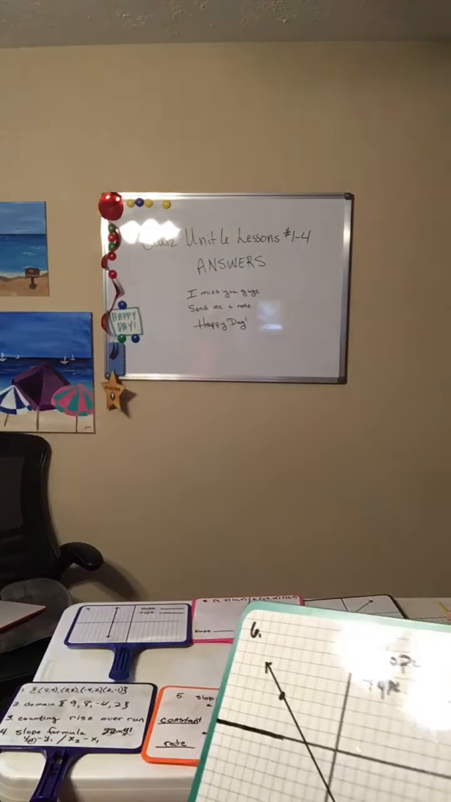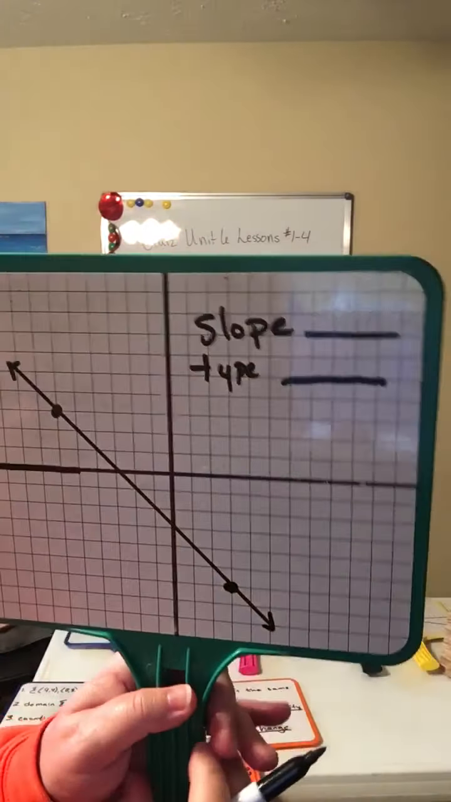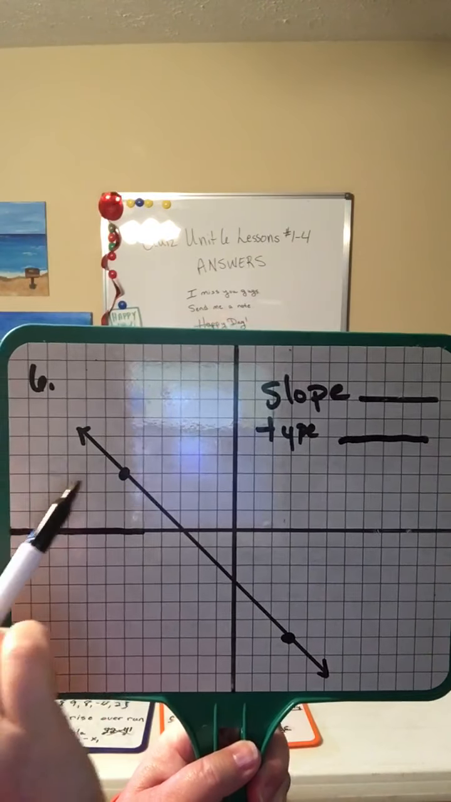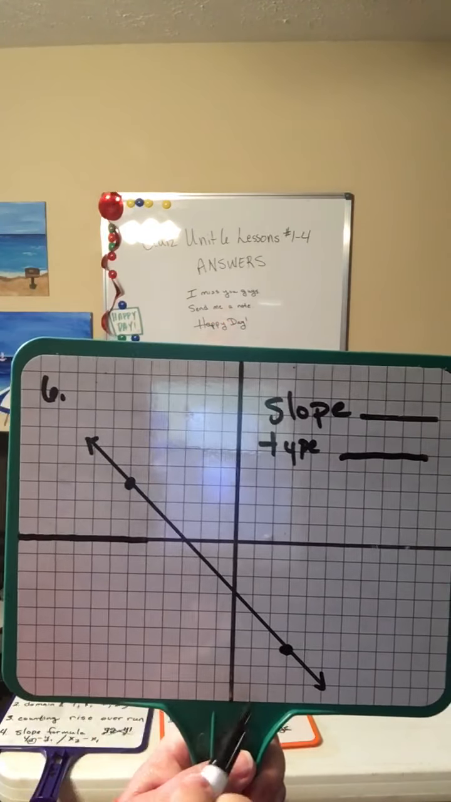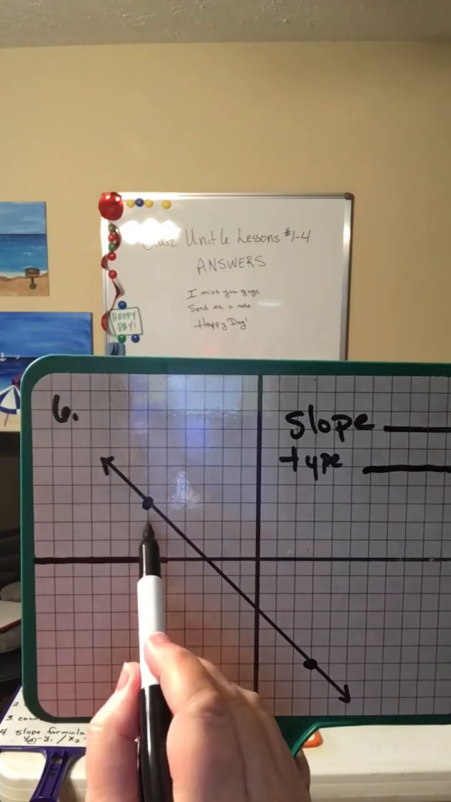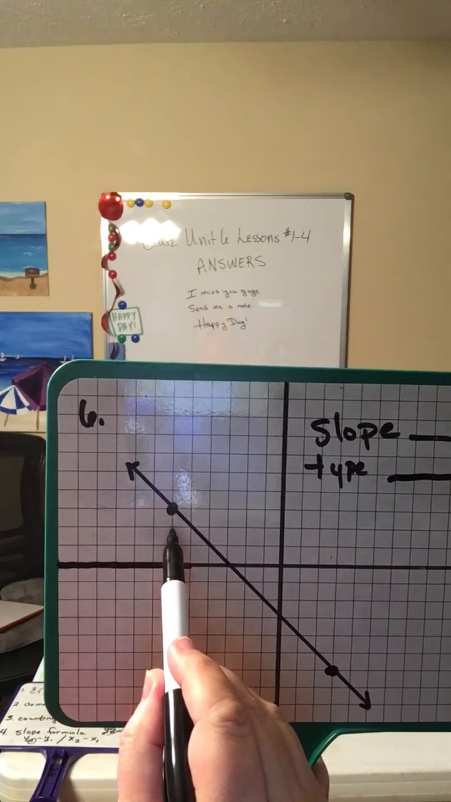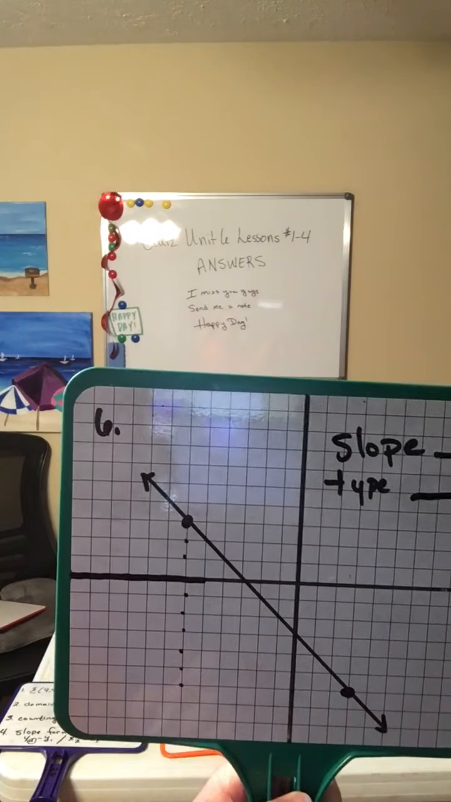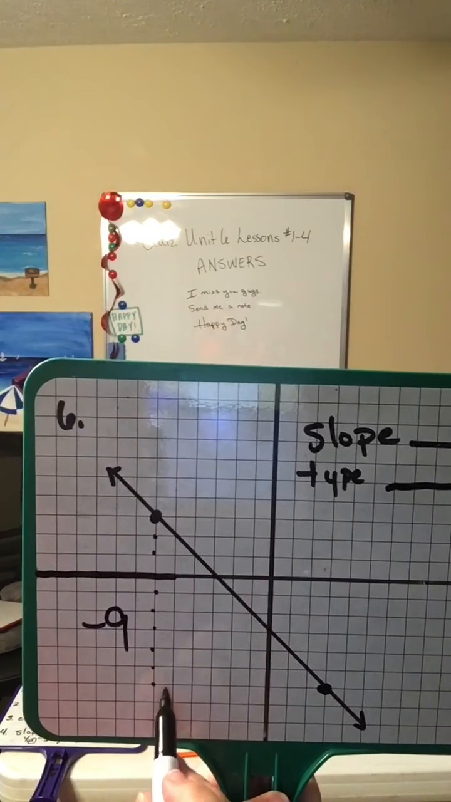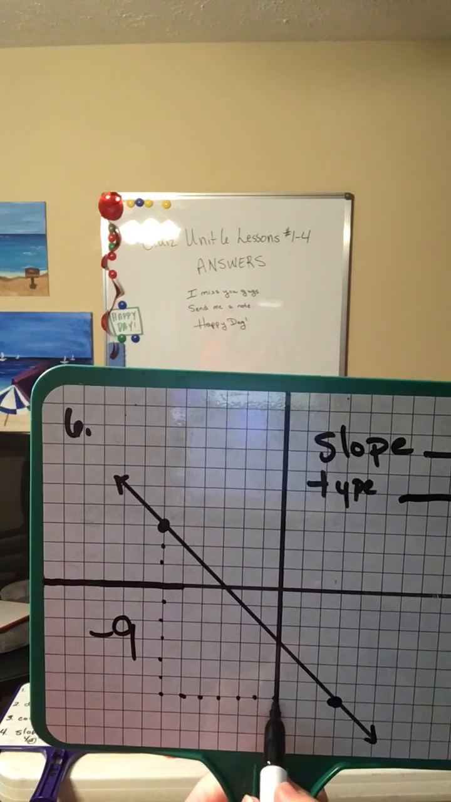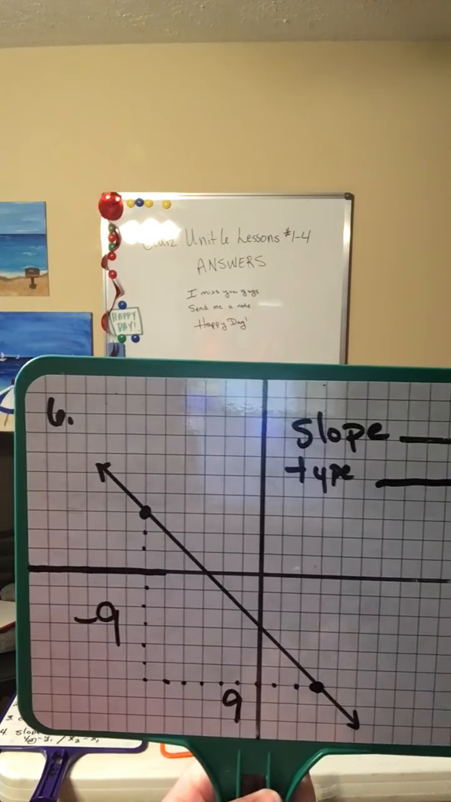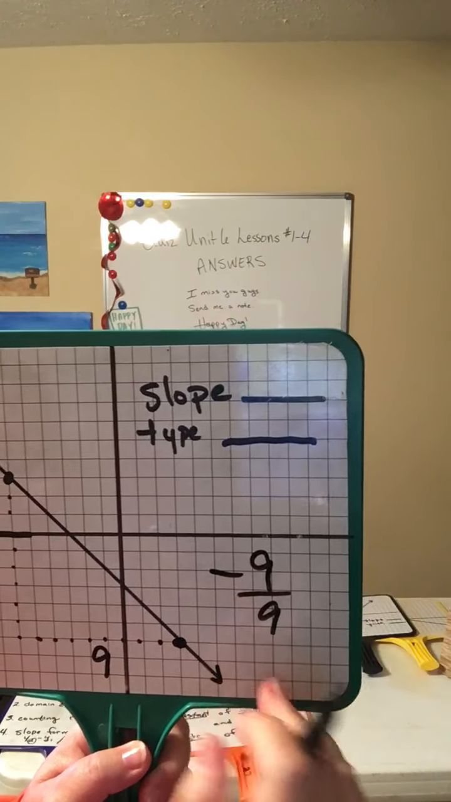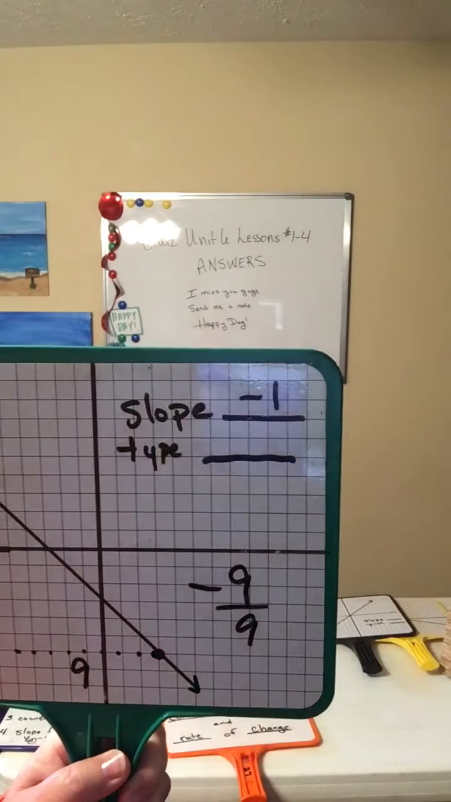Number 6. If we are given this graph, we can find the slope by counting rise over run. Remember, we always go from the left point to the right point, or you could pick another point if you wanted to, but I'm going to use these points that are here. So I go down, my rise is going down, that means it's going to be negative: 1, 2, 3, 4, 5, 6, 7, 8, 9. So I went -9, and I run 1, 2, 3, 4, 5, 6, 7, 8, 9. I run 9. So rise over run. But now I have to simplify that. -9 divided by 9 is -1. So my slope is -1.